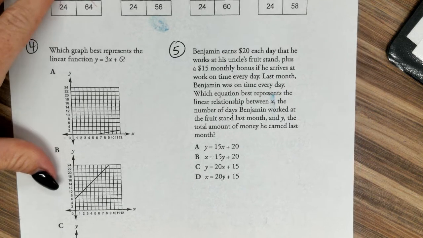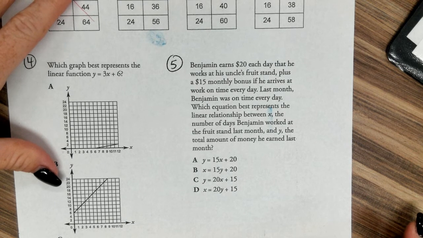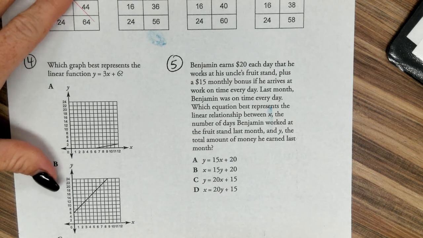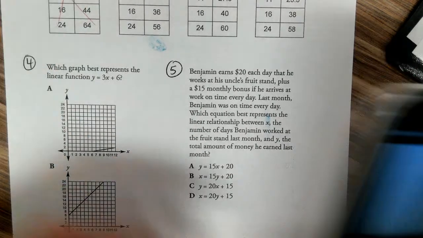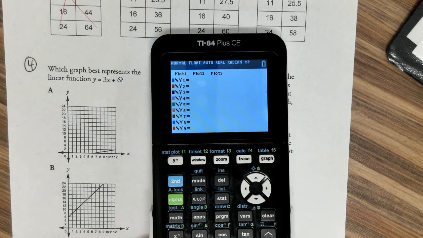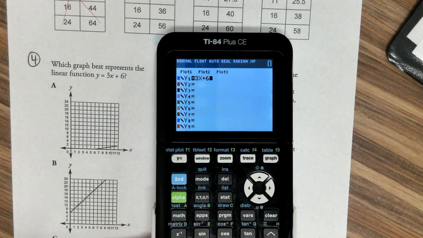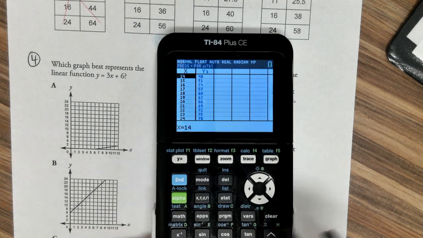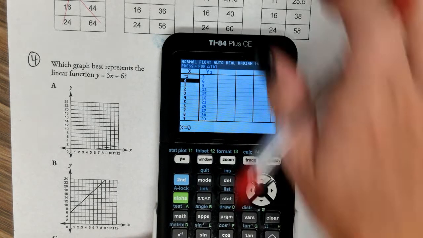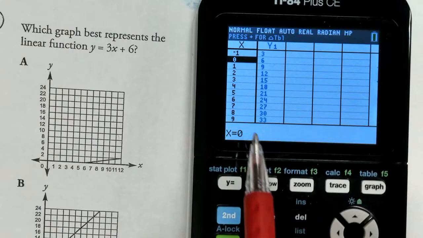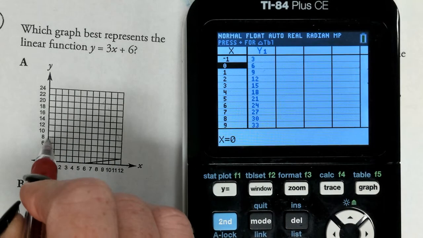All right, y'all ready for number 4? Number 4 says, which graph best represents the function y equals 3x plus 6? Could I go put that in my calculator? So everybody go to y equals. Put in 3x plus 6. Go to the table again. I'm going to scroll back to 0. Everybody look, please. When x is 0, what is y? Does this graph have a dot at 0, 6?